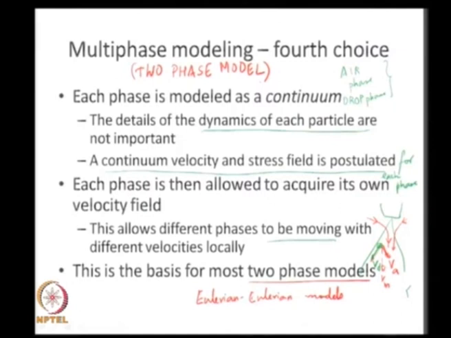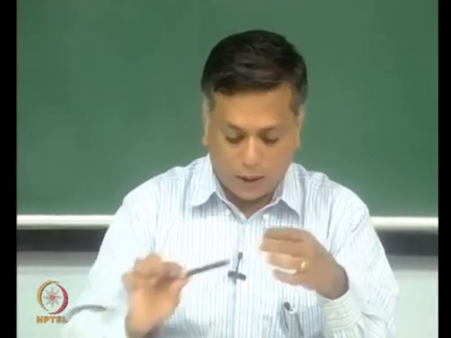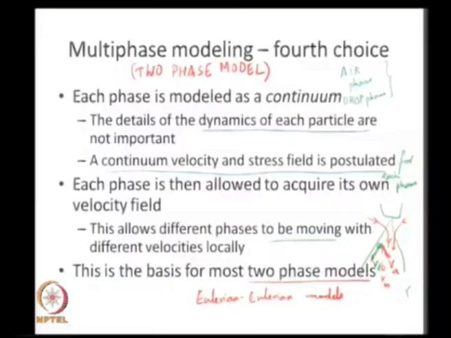These two-phase models rely on the assumption that I can take all the bubbles and postulate a continuum phase comprising of all the bubbles. So, this is essentially the fourth modeling choice. Now we have learned 4 different ways of modeling multi-phase flows.